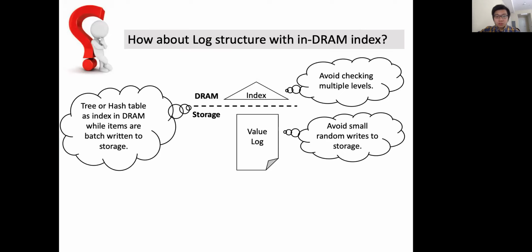Use a log structure on Pmem to record key value items persistently with sequential writes. The index is placed in DRAM, so small random writes to Pmem are avoided. The write performance can be good, and as the index placed in DRAM can be a single level structure, like a tree or a hash table, we can avoid checking multiple levels. The read performance can also be good.